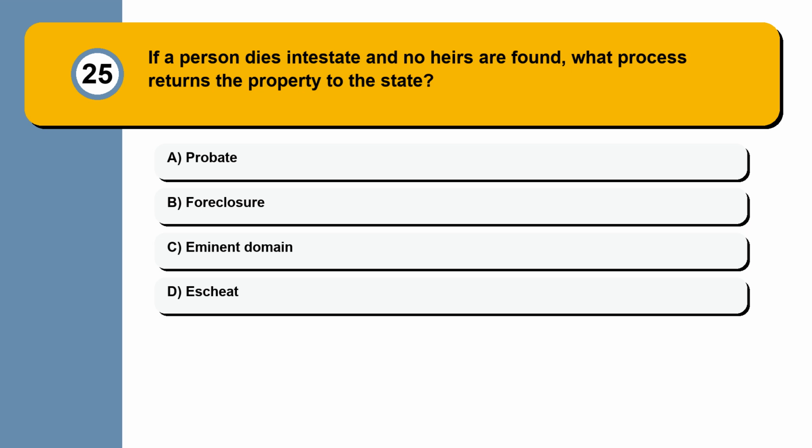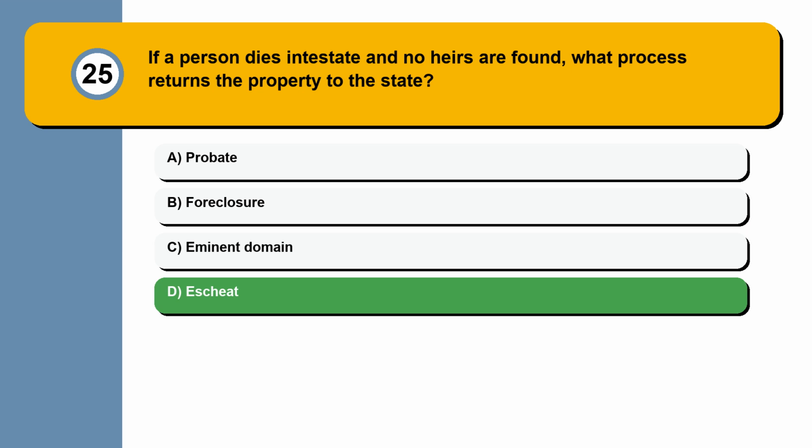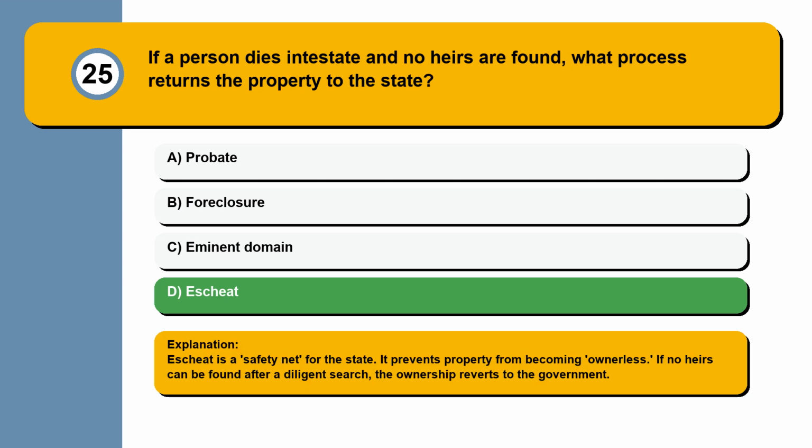Question 25. If a person dies intestate and no heirs are found, what process returns the property to the state? Probate, foreclosure, eminent domain, escheat. Escheat is a safety net for the state. It prevents property from becoming ownerless. If no heirs can be found after a diligent search, the ownership reverts to the government.